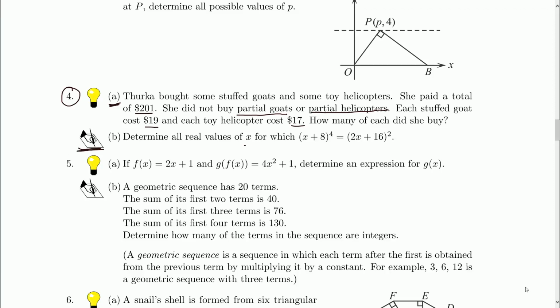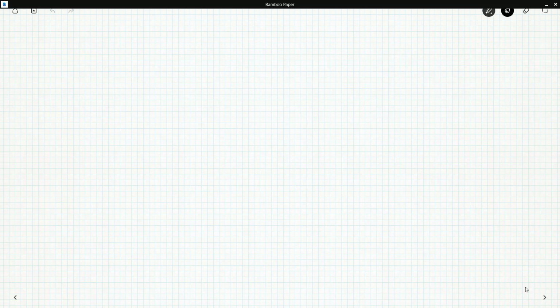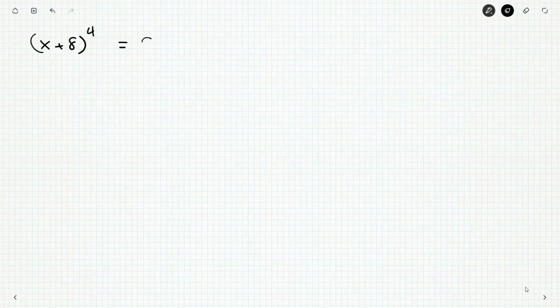Determine all real values of x for which (x + 8)^4 is equal to (2x + 16)^2. Okay. So let's copy that down and let's start thinking. (x + 8)^4, (2x + 16)^2. So I think there's sort of two approaches you might go.